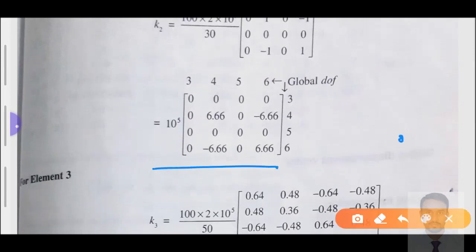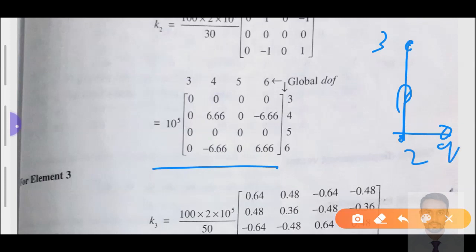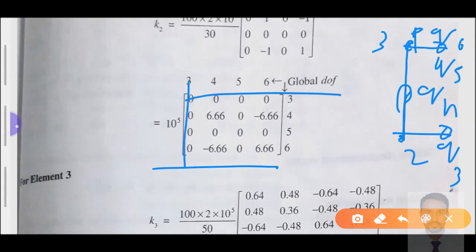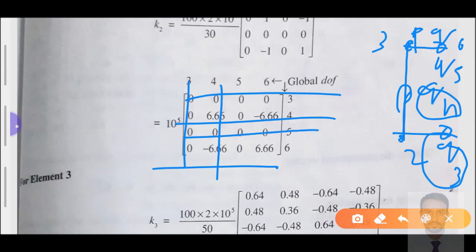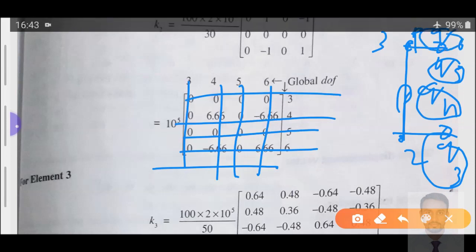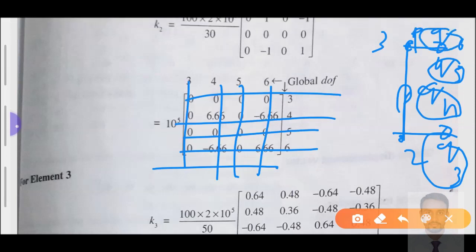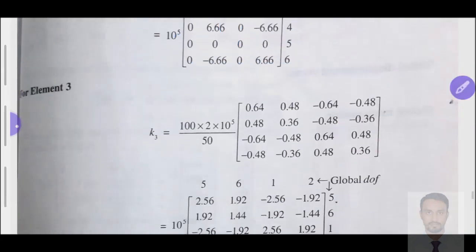So the element will start from node number 2 and end at node number 3. So the element has displacements along the x-axis at node number 2 q3, and along the y-axis q4, and here q5 and q6. First row first column is named with respect to q3, second row second column with respect to q4, third row third column with respect to q5, fourth row fourth column with respect to q6, as per the element represented in the given truss. It will start from node number 2 and end at node number 3.